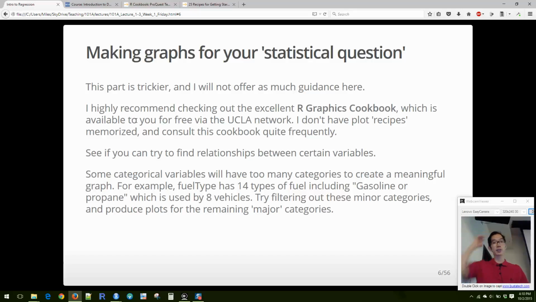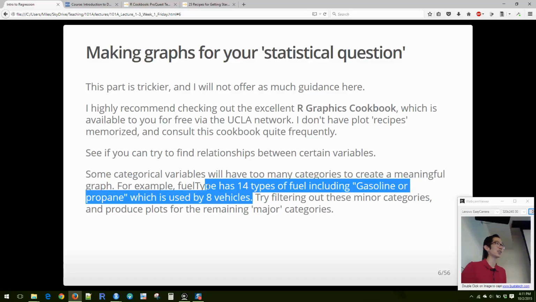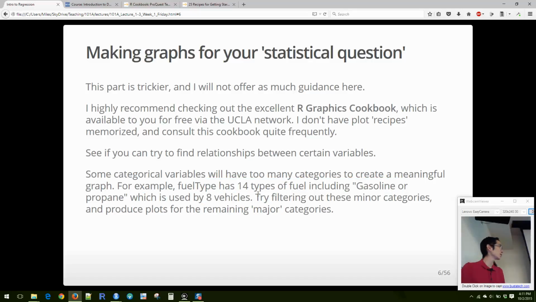Some of the variables, especially if you pick a categorical variable, are going to have a ton of categories. For example, if you look at the variable fuel type, there are 14 types of fuel that cars can use, and I didn't even know that this was possible because I always just thought it was unleaded or diesel. But they're including things like gasoline or propane, and 8 vehicles can accept gasoline or propane as fuel types. So I would say filter these out.